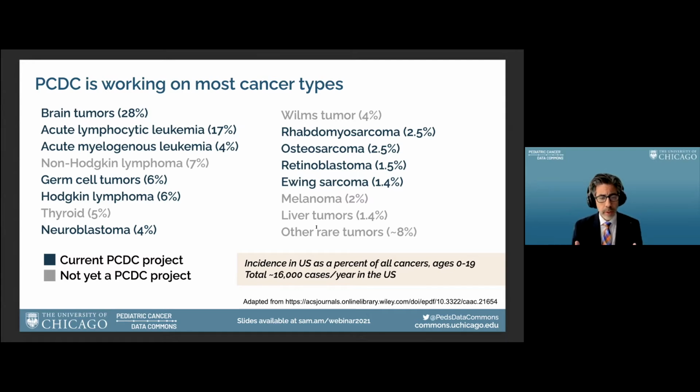And then the tumors here listed in light gray are tumors that are on our short list of next tumors to add. We obviously need to work on Wilms tumor and non-Hodgkin lymphoma and other types of cancer. So we want to target all types of pediatric cancer, but of course we want to try to get at the most common types that are going to be important to researchers and to physicians and to families.